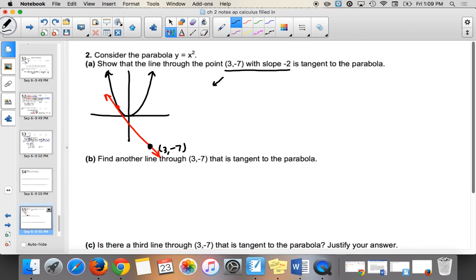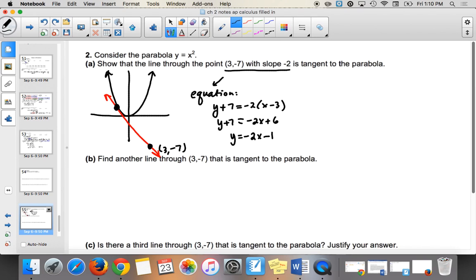So the equation of this line, you can do your y minus y1. So I get y minus a negative 7, so plus 7, equals negative 2 times x minus 3. And we can multiply out, and let's go ahead and get it in y equals form. So it's y equals negative 2x minus 1. Okay, so if we can show that this line is the same as the line that's tangent at this point, then we're good.